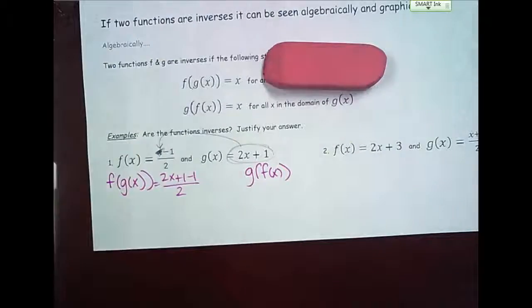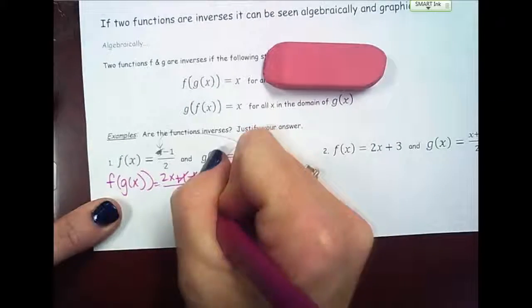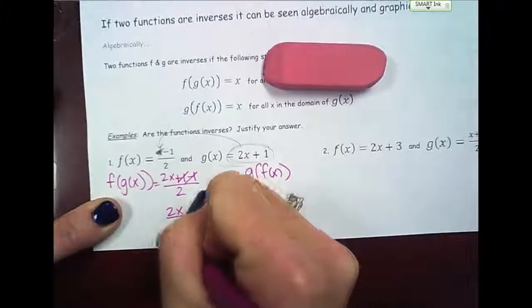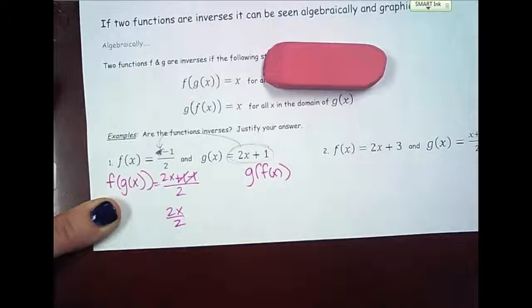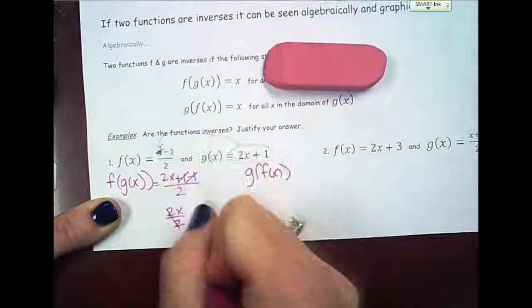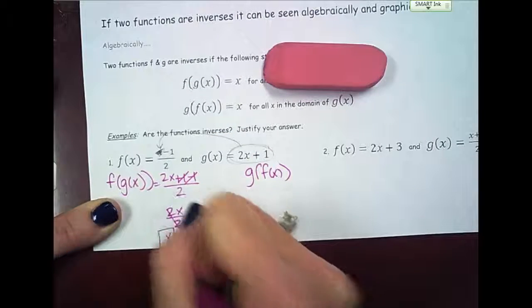They did exactly the opposite. They undid everything, right? So if I plug them in for each other, everything's going to cancel out. So look at the numerator. This cancels, and you end up with 2x over 2. What happens with the 2's? What do we get to do with them? They go away, and we get x.